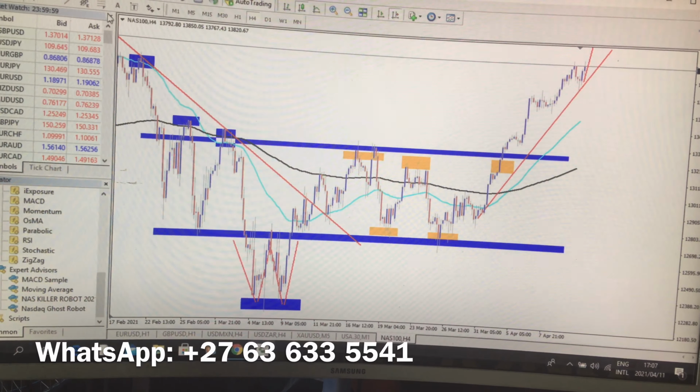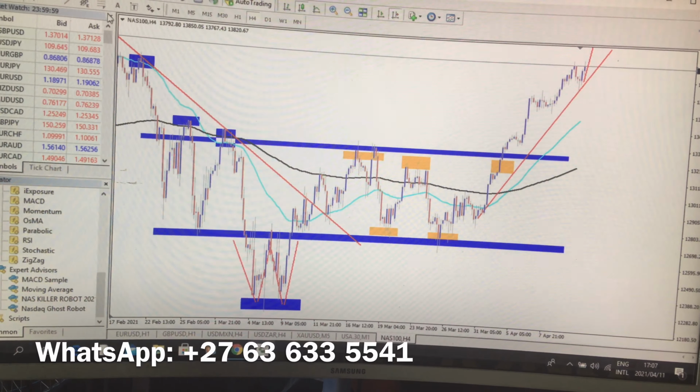Where do you take a sell? You will take a sell here. You take a sell there. It's very easy to analyze NasDaq. You just put a trend line and follow the market behavior. That's it. There is nothing more. Trading NasDaq, guys, is easy.